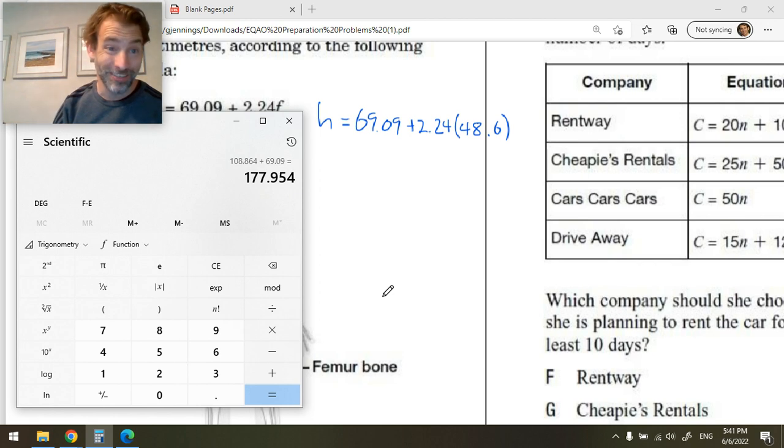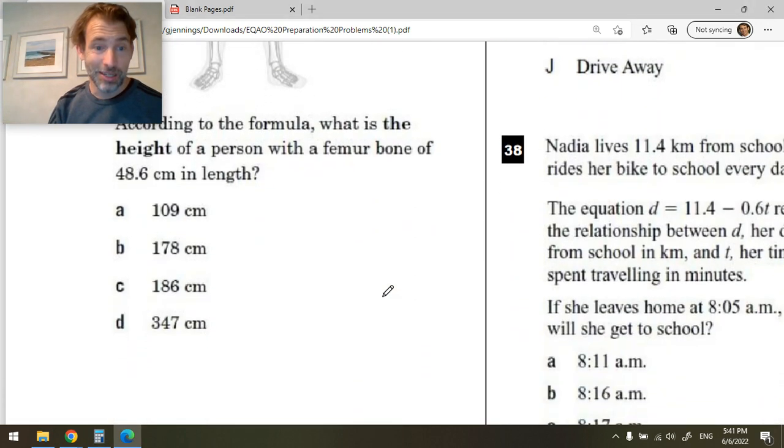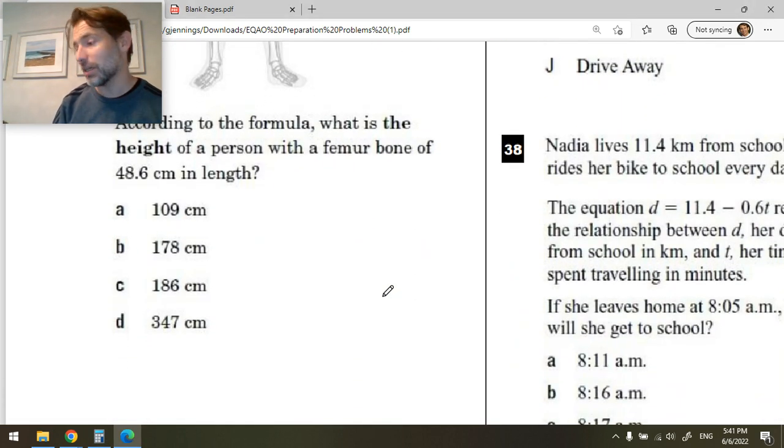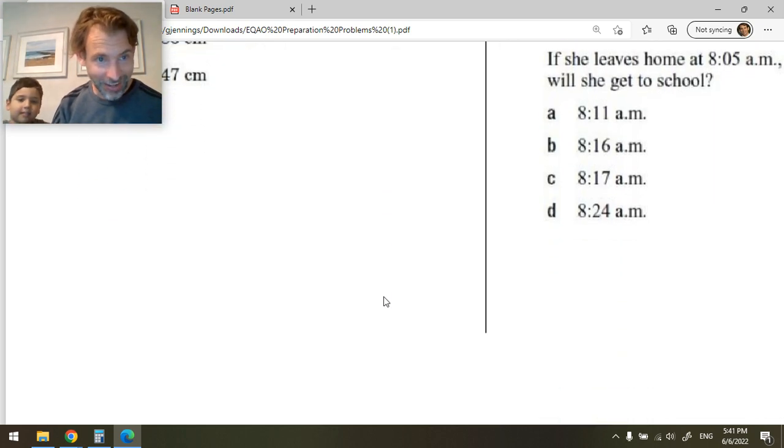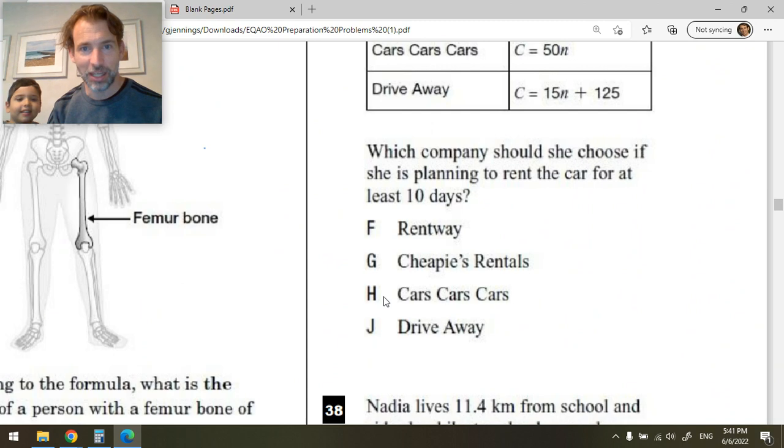177.954, so about 178 centimeters. 178. So I need to get my hand on that. There we go. So it's this one. There. Okay. I said the speed would increase, but I didn't count on some delays.